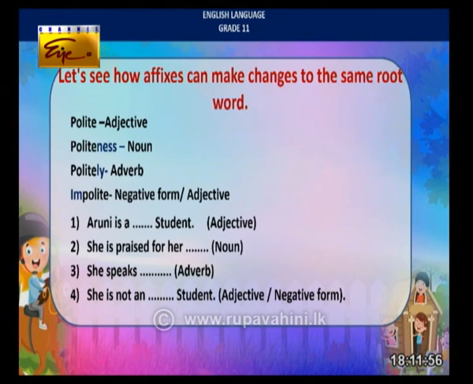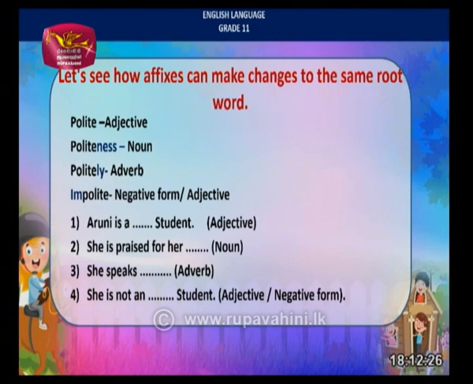Right. And I think second one, she is praised for her, that should be a quality of this child, Aruni. Right. And that says a noun there. Let's take politeness. All right, we'll go for that. What do you think about the third one? She speaks, and the clue is adverb. Speaks is a verb there. So definitely an adverb has to come there. So politely is the adverb.